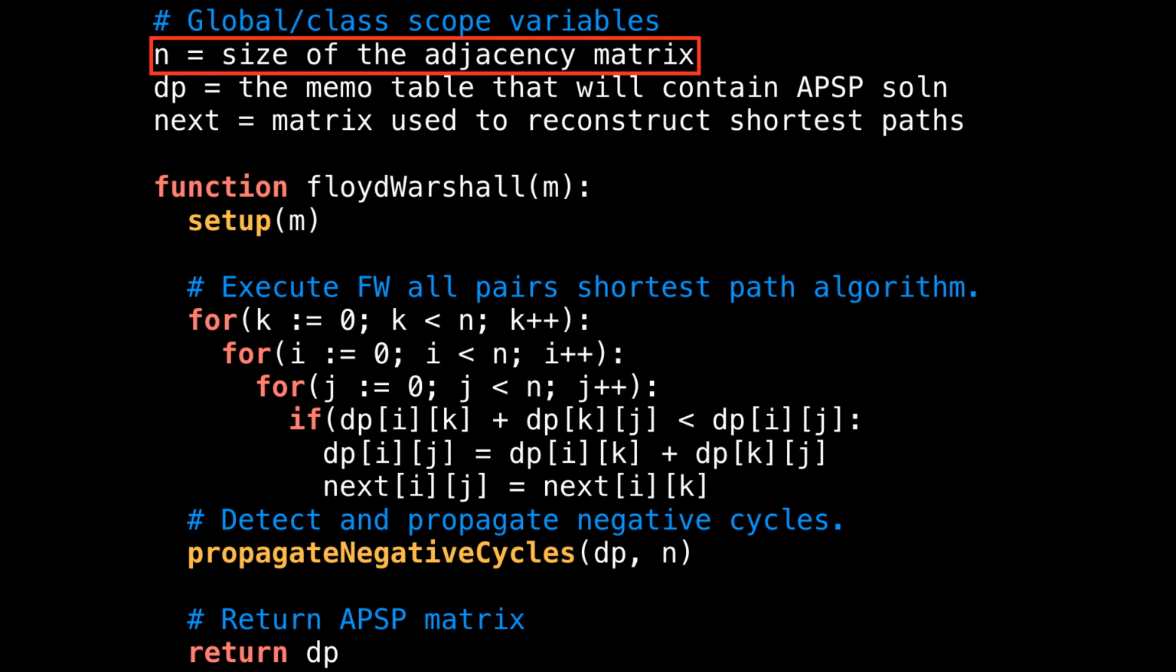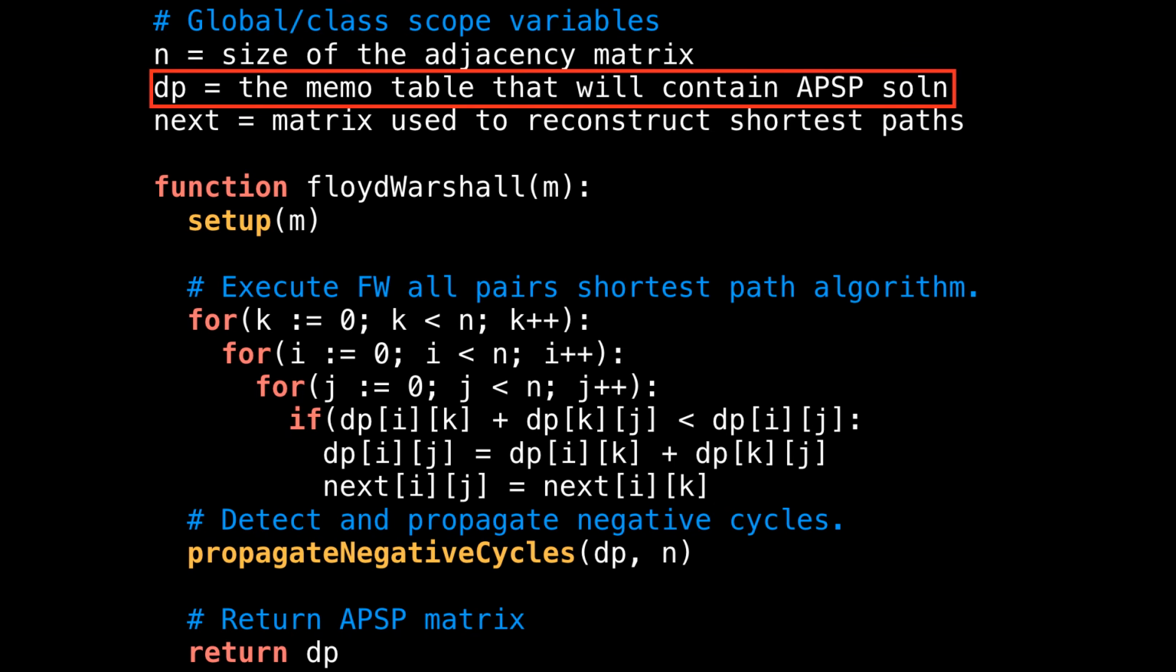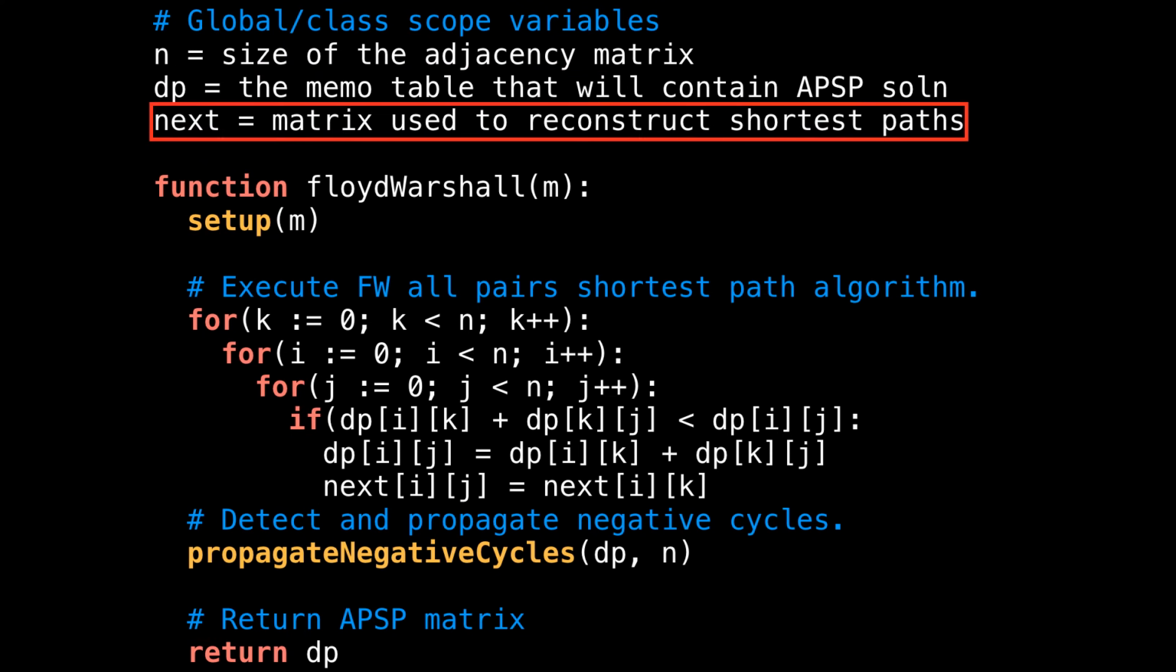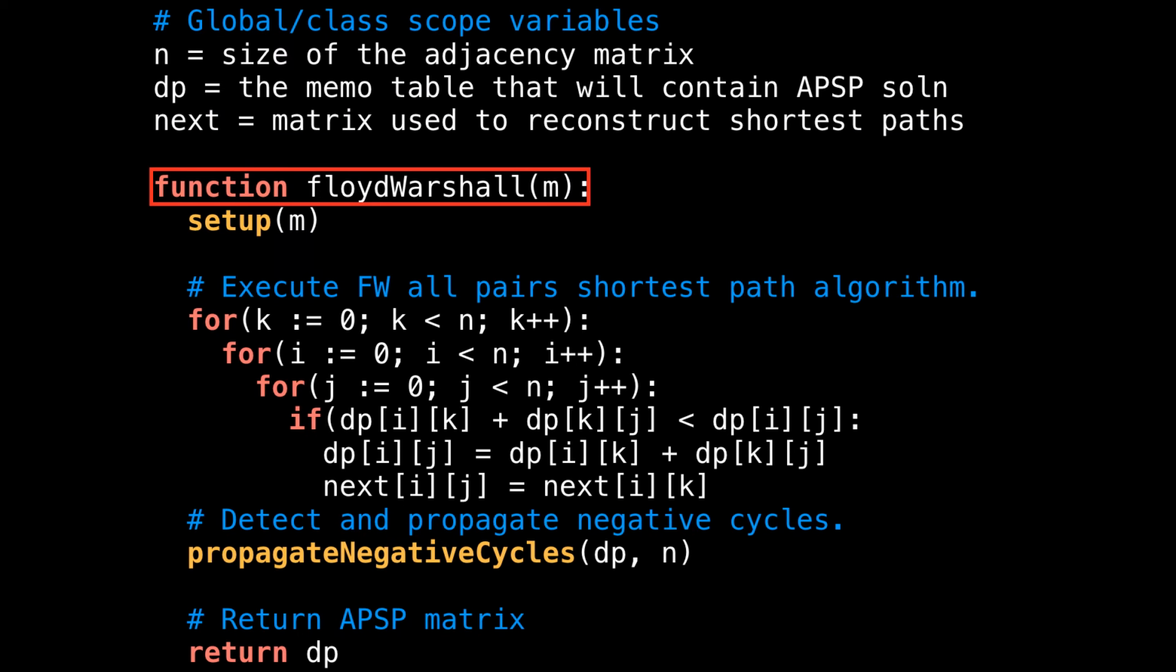The first variable is the number of nodes in our graph. Then is the 2D memo table that will contain our all pair shortest path solution. Last is the next 2D table that we will use to reconstruct our shortest paths. Now moving on to the Floyd Warshall function, you see that it takes one parameter. This is the 2D adjacency matrix representing our graph. The first thing I do in the method is call the setup function. So let's take a look at that real quick.